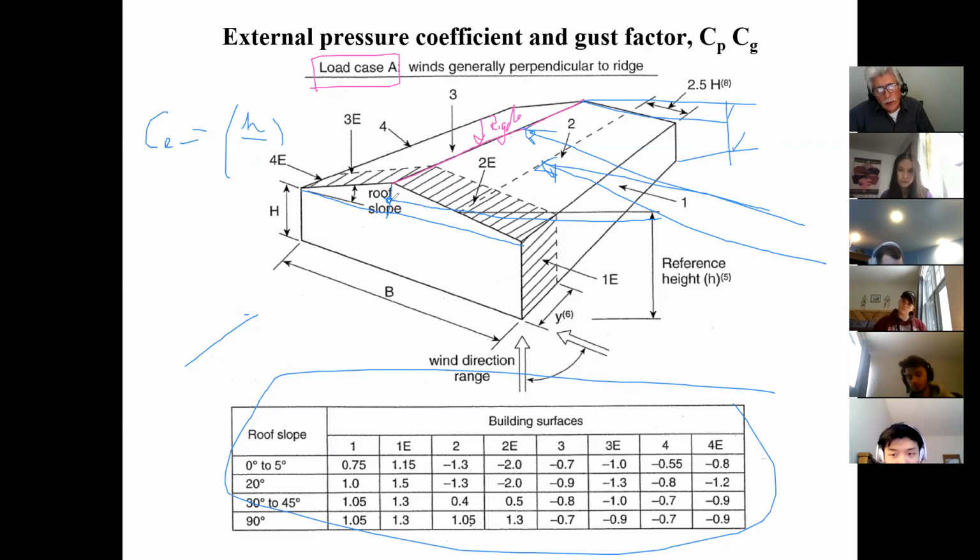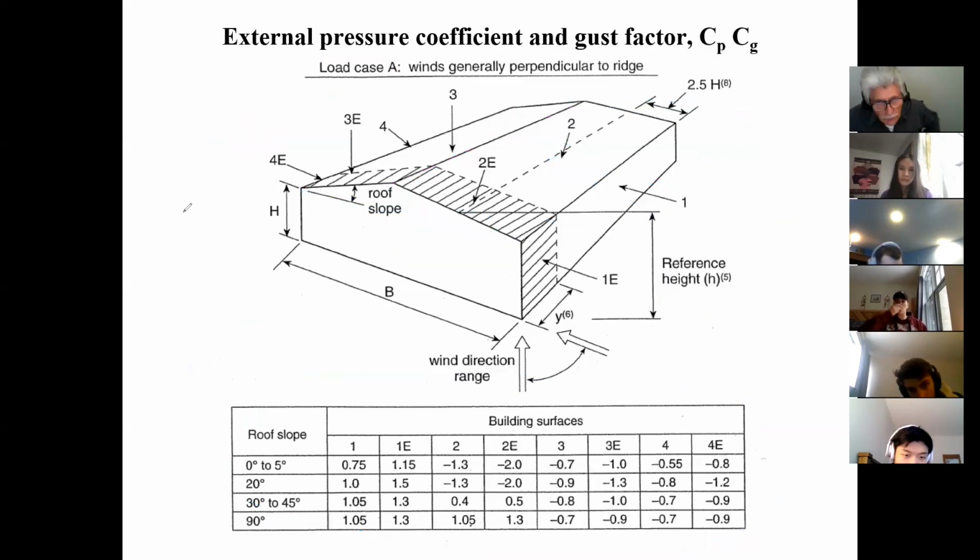Well, you're allowed to take halfway between the ridge and the straight part of the walls and take that to be your H. That's what they're showing you here, okay? You're allowed to do that.